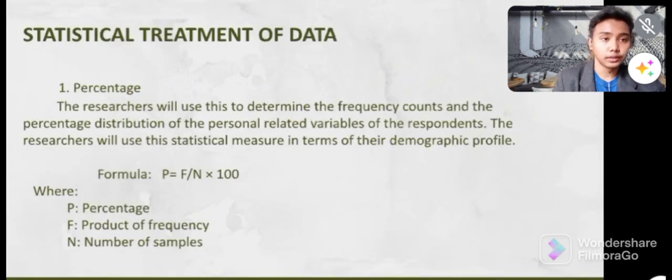Statistical treatment of data. Number one, percentage. The researchers will use this to determine the frequency counts and the percentage distribution of the personal-related variables of the students. The researchers will use this statistical measure in terms of their demographic profile. The formula is: percentage is equal to the frequency divided by the number of samples, multiplied by 100.